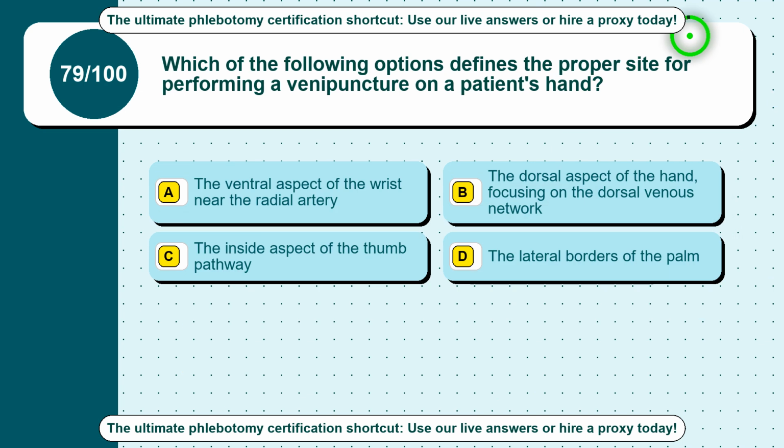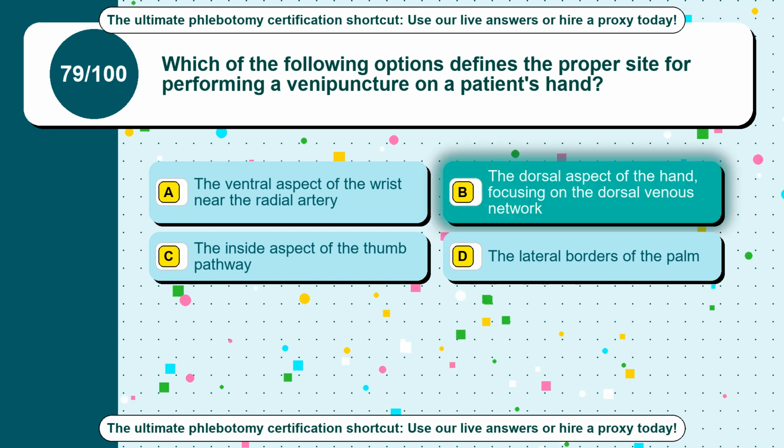Question 79. Which of the following options defines the proper site for performing a venipuncture on a patient's hand? Option A, the ventral aspect of the wrist near the radial artery. Option B, the dorsal aspect of the hand, focusing on the dorsal venous network. Option C, the inside aspect of the thumb pathway. Option D, the lateral borders of the palm.